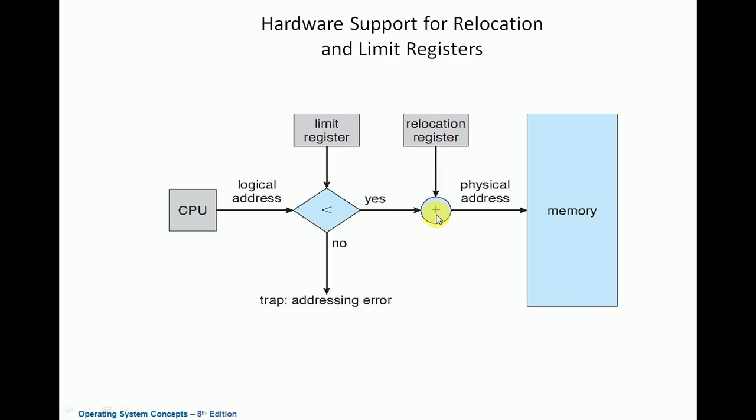Here it will be base register plus the logical address. The base address plus the logical address gives us the actual physical address. Here the logical address is mapped to a physical address by adding it to the relocation register value. The relocation register holds the base address, and the limit value is stored in the limit register. So that is how we are generating the physical address. If the logical address is not less than the limit, it is called an addressing error. So that is how the hardware supports relocation and limit registers for address binding.